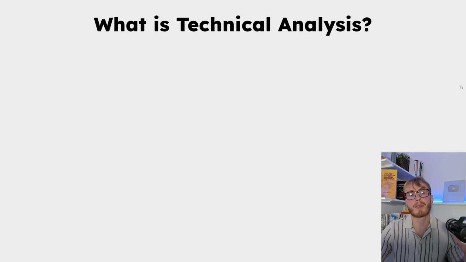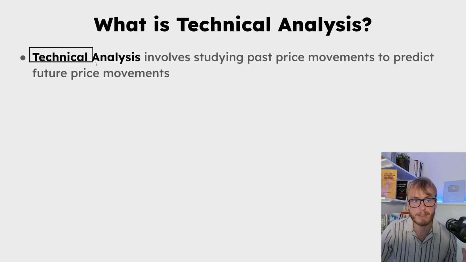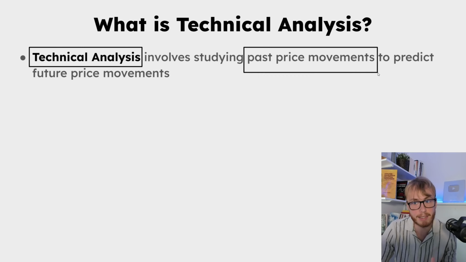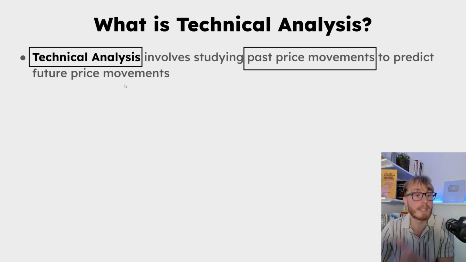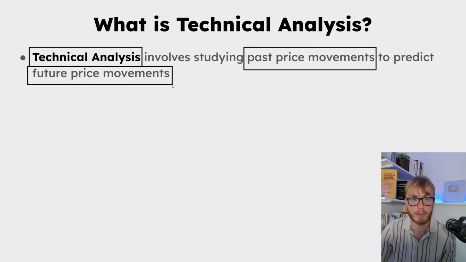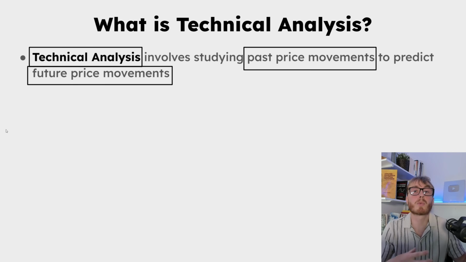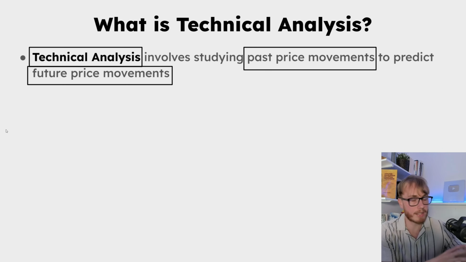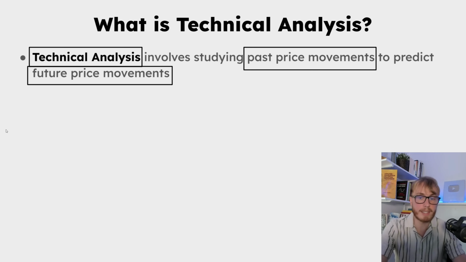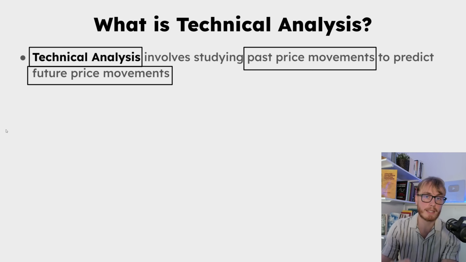Alright then, so what is technical analysis? Well, in simple terms, technical analysis involves studying past price movements to predict future price movements. You might have heard the saying that history doesn't repeat itself, but it often rhymes. And this is basically what we technical traders do. We analyze how the chart has moved in the past to make predictions about the movement in the future.